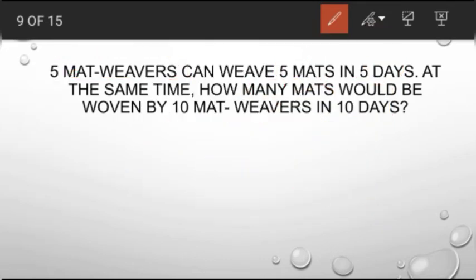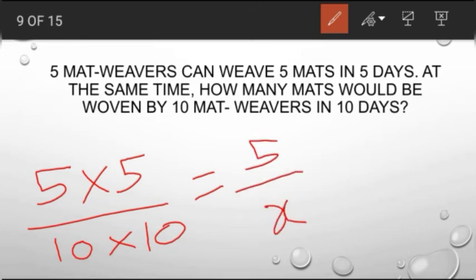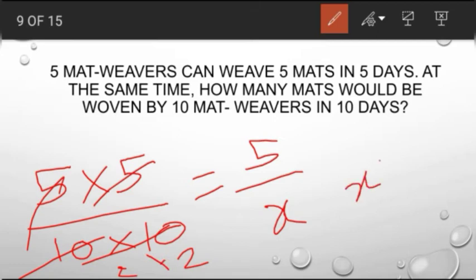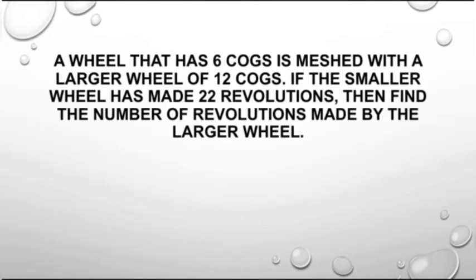Okay, what is P1? 5 into days. How many days? 5 by how many weavers? 10 into 10 days equals how many mats woven by the first 5 weavers? 5 by X. Okay, now solve. 2 times 4 5 is 20. So they will weave 20 mats. Okay, 10 mat weavers in 10 days can weave 20 mats.